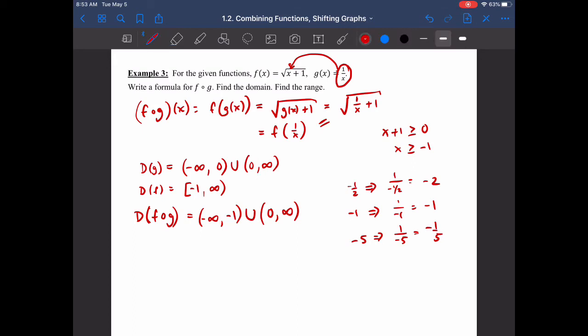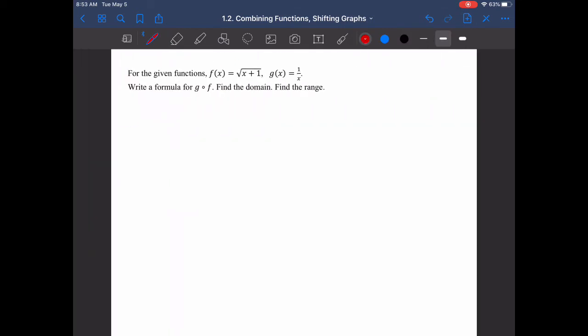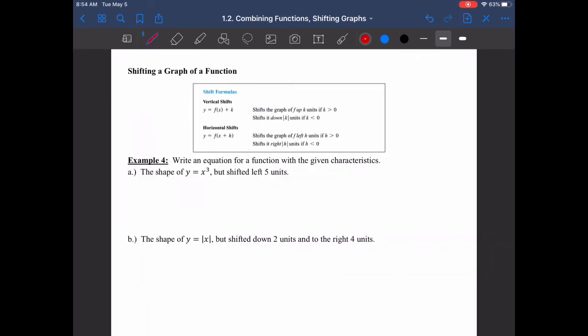Okay, that's it on that one. This one I'm going to leave for you to try. This is the other way around. I'll write the answer in the notes, but give you a chance to try that yourself. So this is not f of g, it's g of f. So give that one a try and see how it turns out for you.